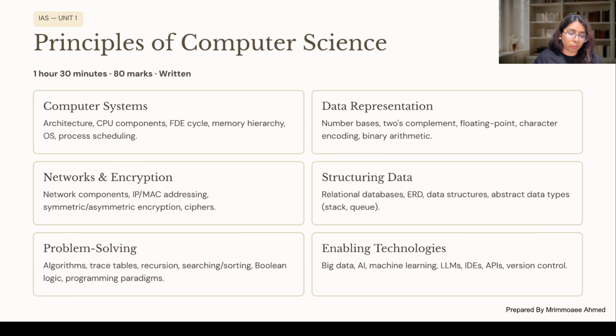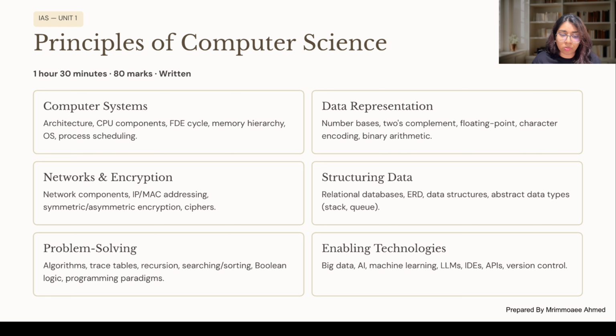Then comes networks and encryption. In the networks and encryption chapter, we will look at all the types of network components like router, Wi-Fi, gateway, modem, and all those things. Then we will look at a little bit more advanced topics, like what IP and MAC addressing mean, and what the difference is between an IP and a MAC address. We will learn about symmetric and asymmetric encryption. I think you are familiar with symmetric and asymmetric if you do both computer science and ICT. Then we will also look in a little more depth at ciphers and how cipher algorithms work.